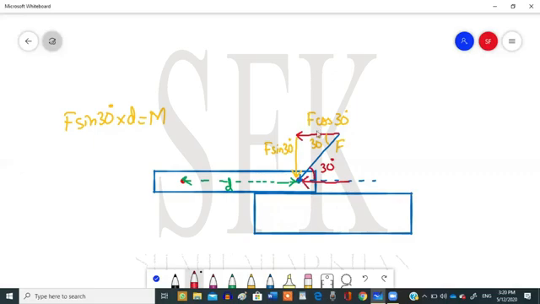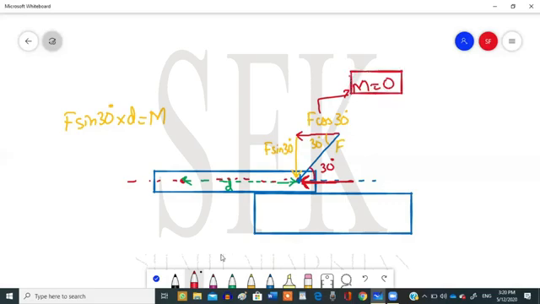We can translate this vector over here, acting at this point. If we extend the line of action of this force, it actually passes through the pivot. And I told you earlier that whenever a force passes through the pivot, its moment is going to be 0. Yes, this moment is 0.